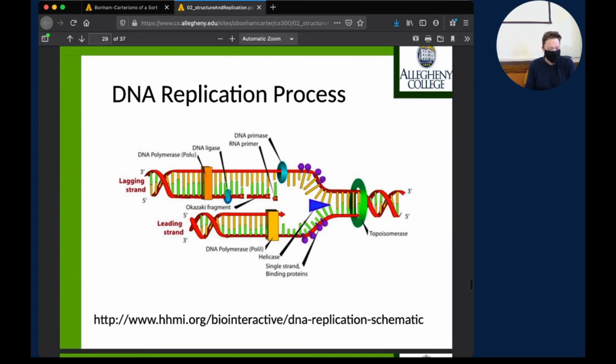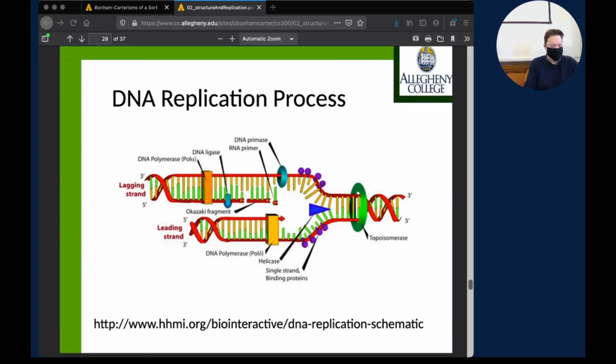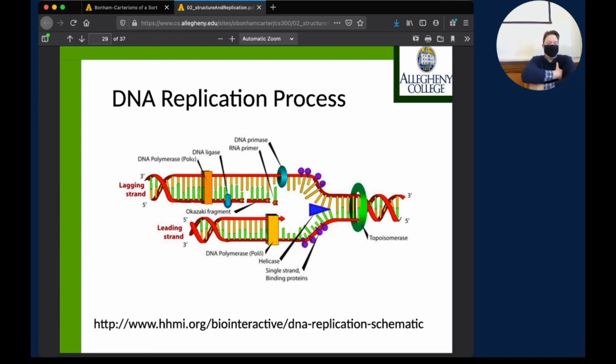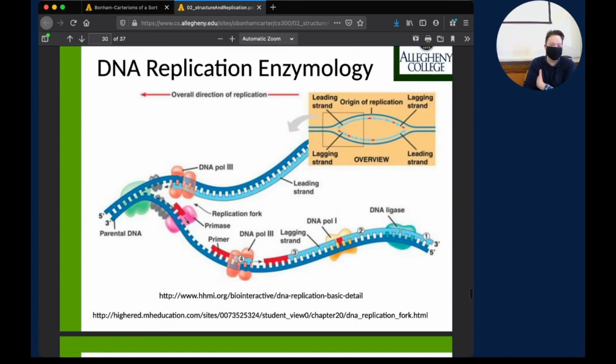But in the semi-conservative method of DNA copying, it's a rather interesting thing. You have this system here where you are working with a piece of DNA like this. And so what happens, maybe this isn't the best picture. This might be a better picture to start off with.